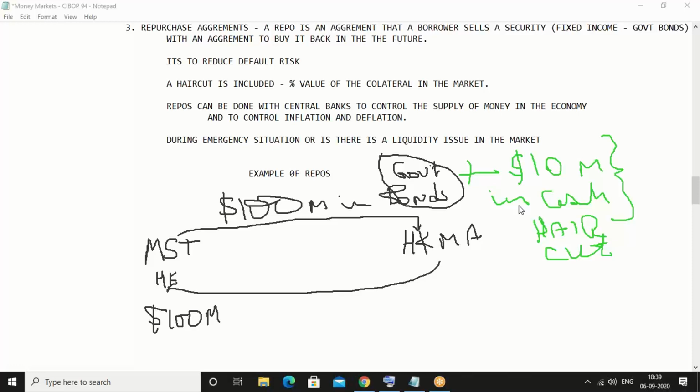So if I come to you as the HKMA, you're going to tell me, you know what, I have no problem giving you $100 million, but you need to give me government bonds, because it's safe, and you're going to have to give me a haircut. Now, is this unfair? Definitely. But in terms of emergencies, are people going to be nice to you, or are they going to take advantage of you? Well, in my experience, they're going to take advantage of you. So this is the structure of the deal, of the repo agreement.